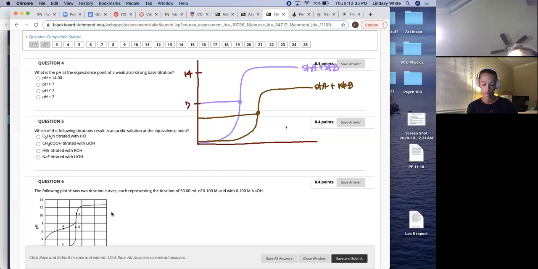Yeah. If you start out with a weak acid and add a very strong base, it's going to look like that. So weak acid and a strong base. Your equivalence point is going to be higher than 7. Okay. But if you start out with a weak acid and put a weak base, it's going to look like this. And your equivalence point is going to be 7. Does that make sense? Yeah. Okay.